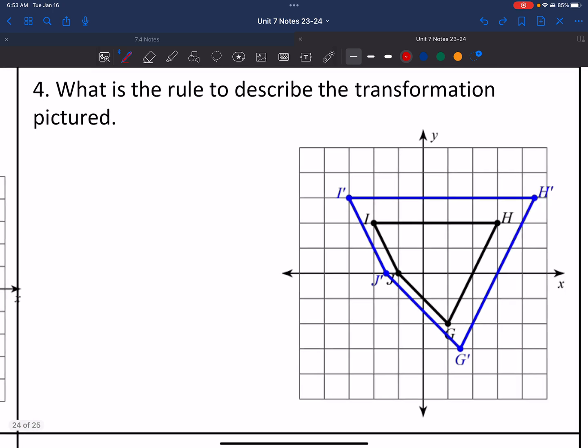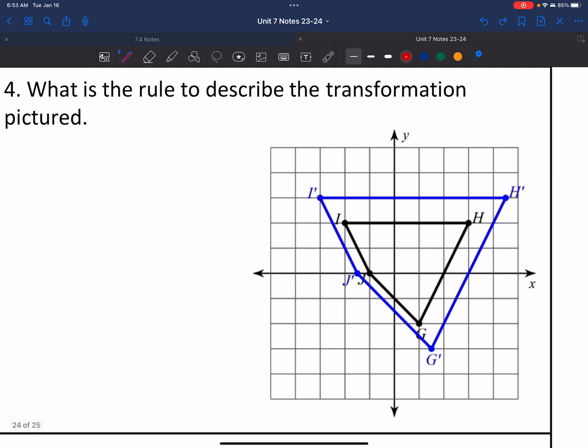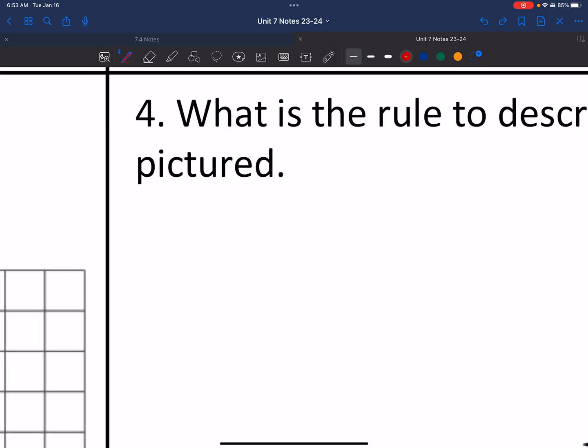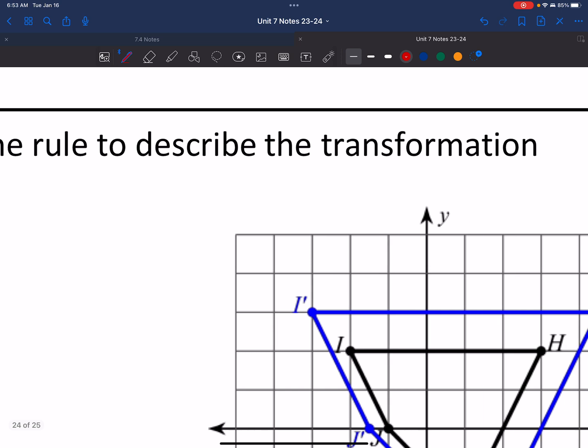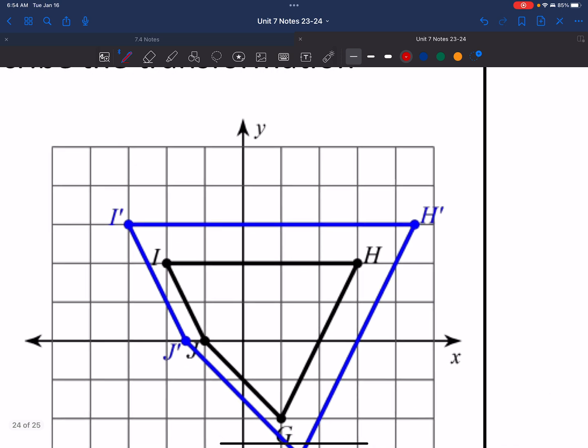Number 4 says, what is the rule to describe the transformation pictured? So we have to write our rule. I'm going to write the rule both in coordinate and function notation. So the first thing I'm going to figure out is what is my scale factor. So remember, scale factor K is image divided by pre-image. So I'm going to pick 2 side lengths that correspond with each other that are easy to count. And you can see IH is just a horizontal line that's easy to count. So IH and I prime, H prime.